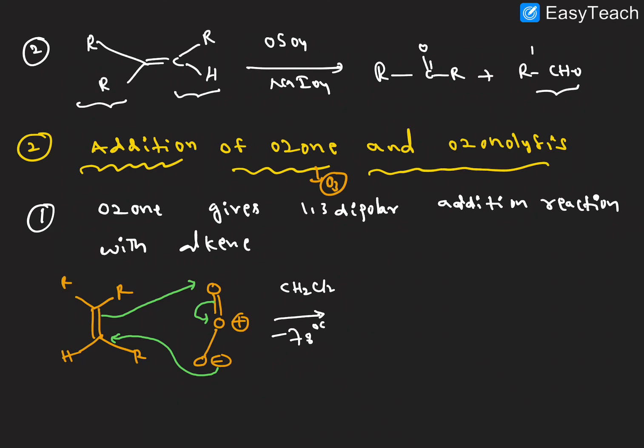So what is the resultant product forming here, I am writing the product here. See, the double bond becomes a single bond, and here 2 alkyl groups are there, and here one hydrogen and another alkyl group. Here one oxygen is binding, and another oxygen binds here. So this is forming here. This is known as a molozonide.